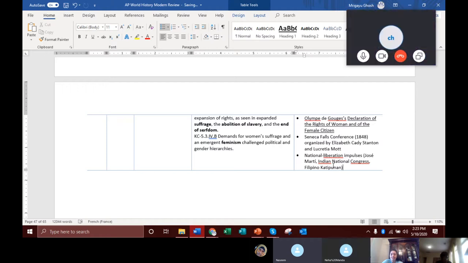Okay, so the Katipunan was a secret society founded by Andres Bonifacio. Are we in Unit 5? Yes, yeah, we're in Unit 5.